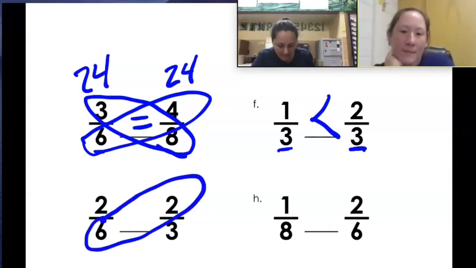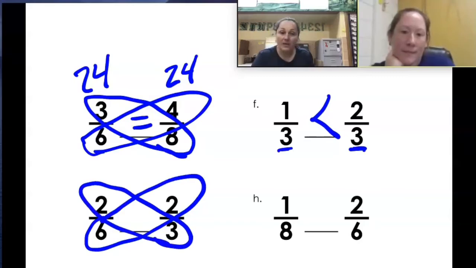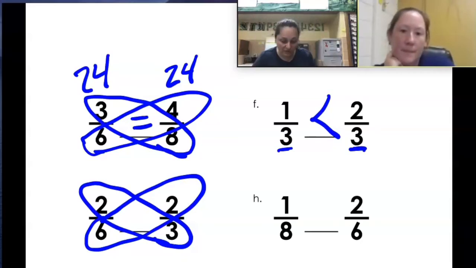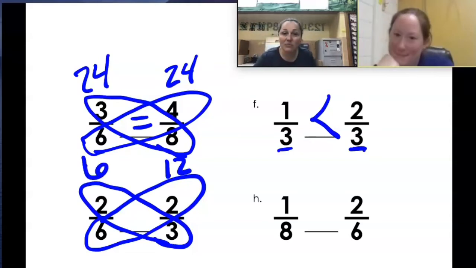Bottoms up, bottoms up. 6 times 2 is, let's see, 2, 4, 6, 8, 10, and 12. So I've got 12 up top. 3 times 2, let's see, 3, 6. That would be a 6. 6 and a 12, which one's bigger? Going that way.